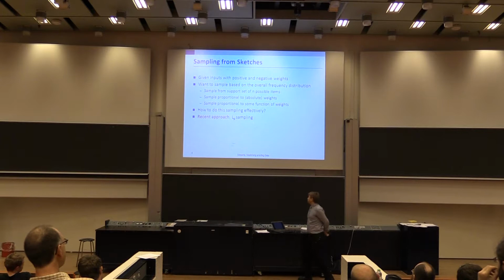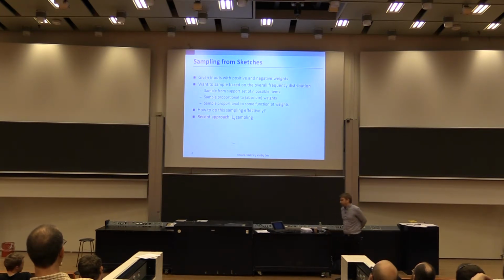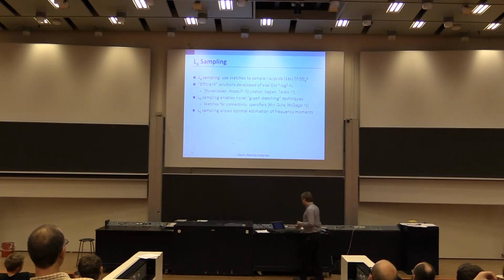So how do we do this sampling effectively? Well, this idea came up fairly recently of a range of techniques that will allow us to do this. So what this says is that we have some input that defines a frequency vector f, and we want to sample the ith element of this frequency vector with probability proportional to the pth power of that element, scaled by the sum of the pth powers.